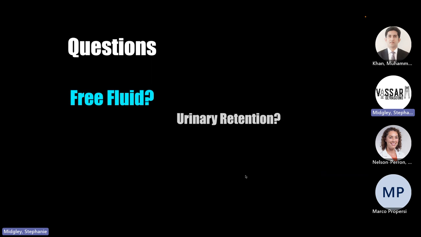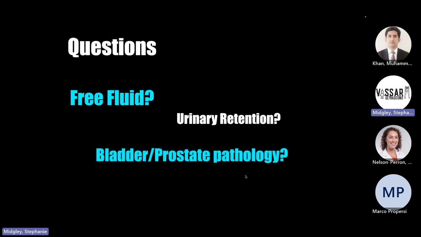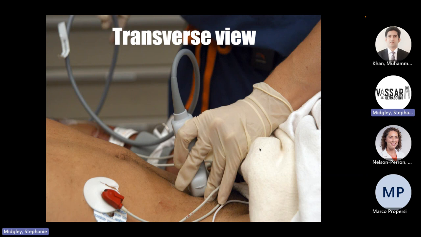And again, we're looking for free fluid. Here we're looking: is the bladder super distended and they're having signs of retention? Is the prostate super big, or is there wall thickening of the bladder, which could suggest either a mass, chronic urinary retention, or a cystitis? And you can also use it to diagnose any Foley issues as well.